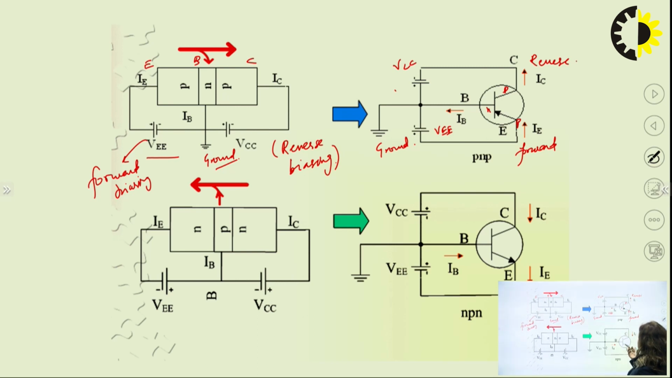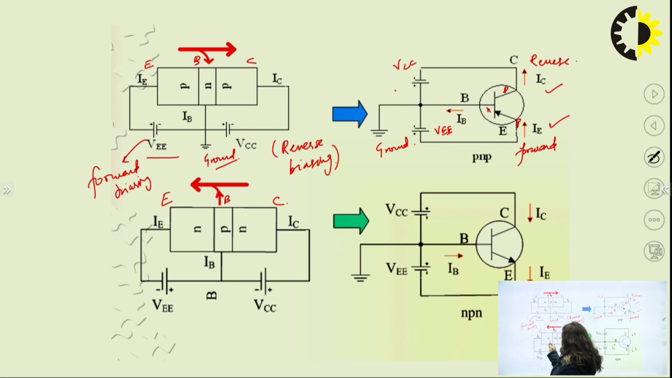Here we can see that the current flows through IB to ground. This is the base current. The collector current is IC here, and the emitter current is IE here. The current always flows from P to N side. Only the base current follows the ground path. Similarly, we have the NPN type of transistor. In the same way, we have emitter, base, and collector.